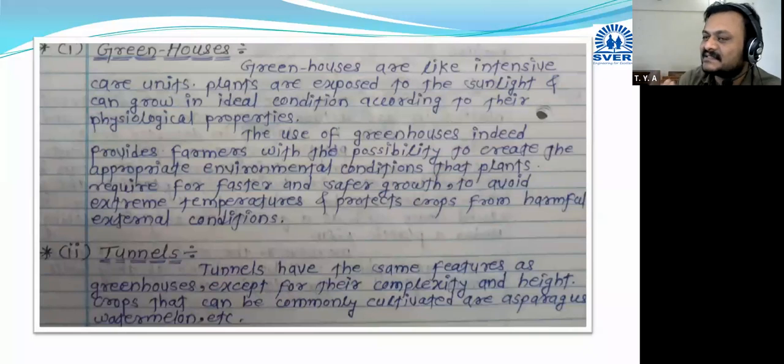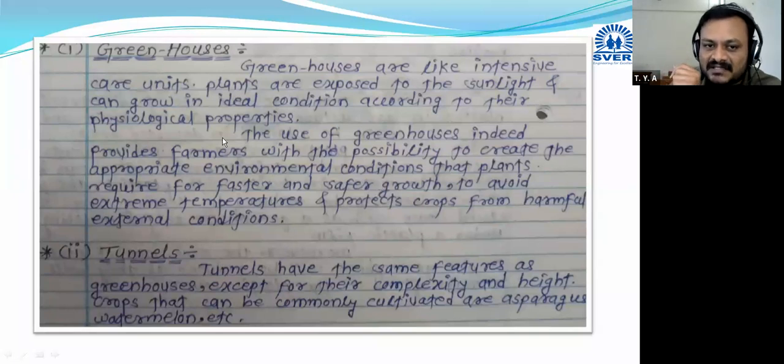Okay, means suppose one crop is there that requires this much water supply or this much temperature. Means whichever conditions are there for that particular vegetable or fruit, for its faster and good quality growth, those environmental conditions you can control in these greenhouses. Okay, so that's why these greenhouses are very useful.